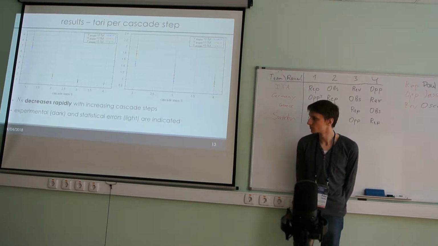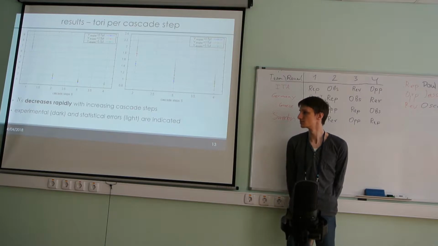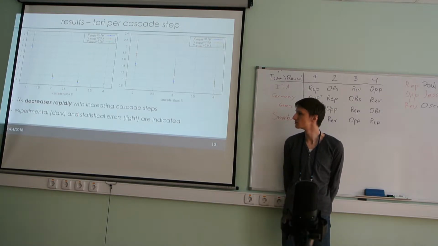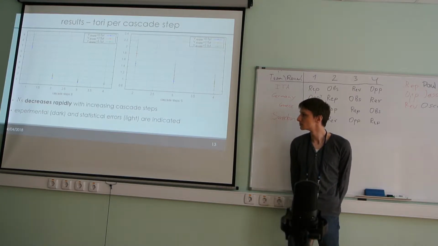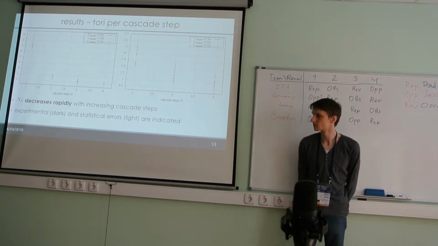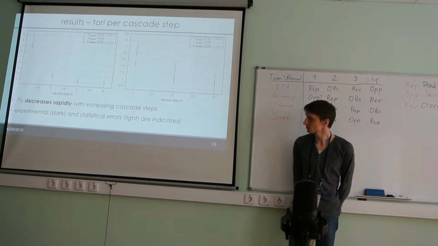Then let's look at this plot. Here we observe the mean number of tori in each cascade step, and you can see that it decreases very fast. So in the first step we have, for example, 8 tori, and then, as I have shown in the example before, in the second there's only 1.5. So it's a really rapid decrease.